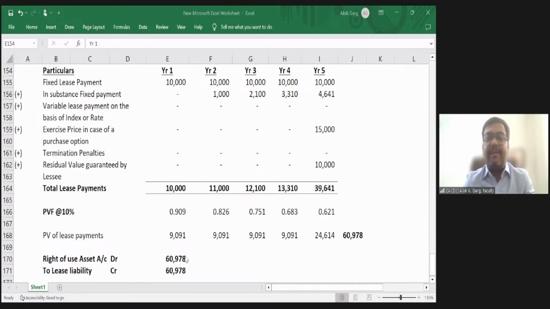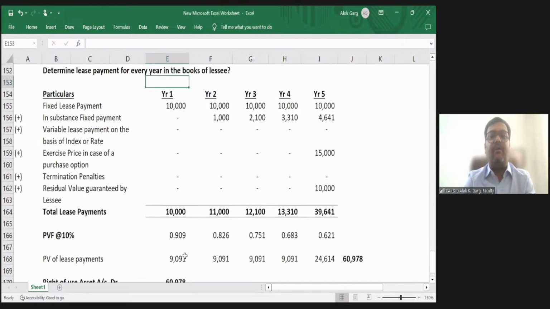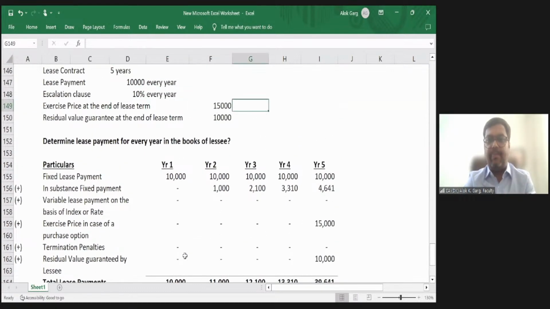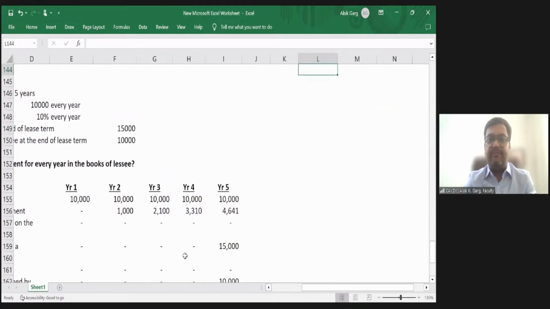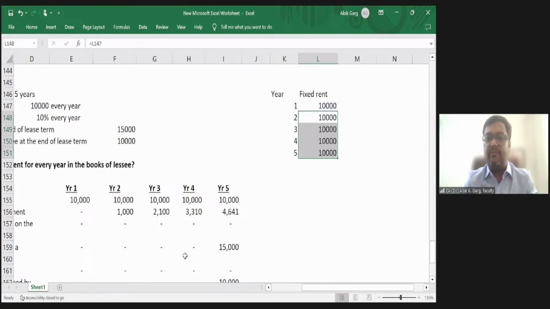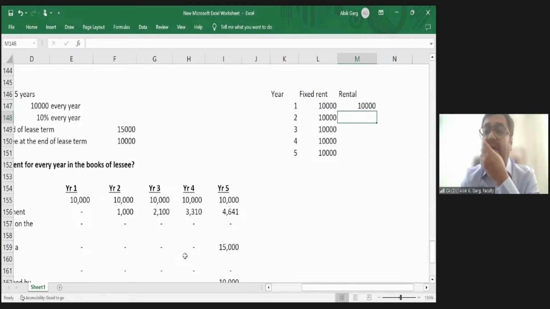Abdul, the in-substance fixed payment, how I have calculated. The lease rent is 10,000, right? Let me put here: year 1, 2, 3, 4 and 5. Abdul, what is the fixed rental? It is 10,000 every year. What is the rental in year 1? It will be 10,000. Now the rental after increase.